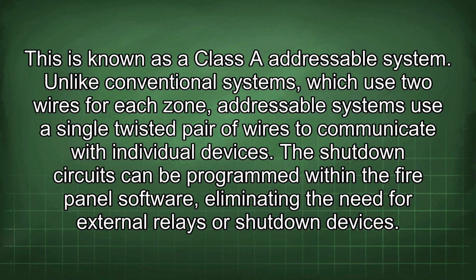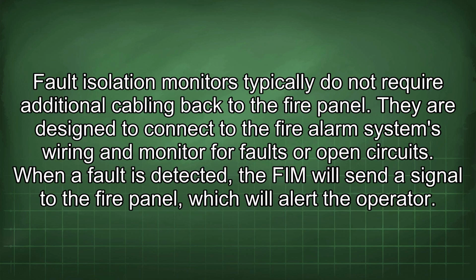relays or shutdown devices. Fault isolation monitors typically do not require additional cabling back to the fire panel. They are designed to connect to the fire alarm system's wiring and monitor for faults or open circuits. When a fault is detected, the FIM will send a signal to the fire panel, which will alert the operator.